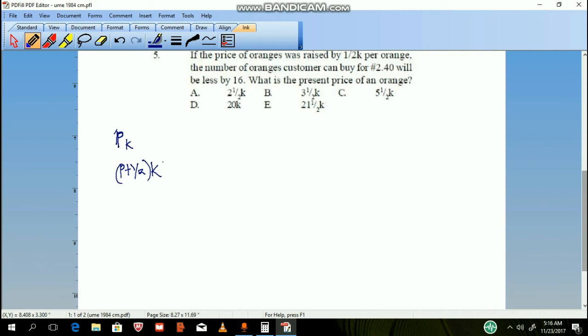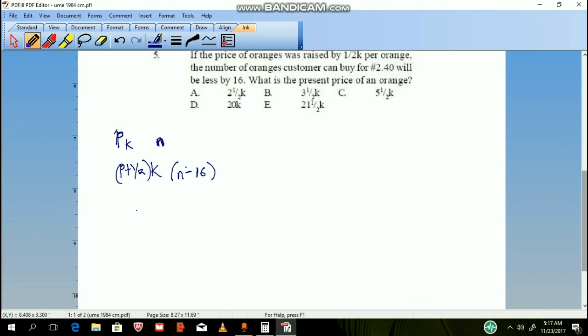Now we are told that the number of oranges a customer can buy for this. So let's use n for the number of oranges. The number of oranges bought is n before. Now the number of oranges that will be bought will be n minus 16, because we are told that will be less by 16. So if that will be less by 16, it means the new number of oranges will be n minus 16.